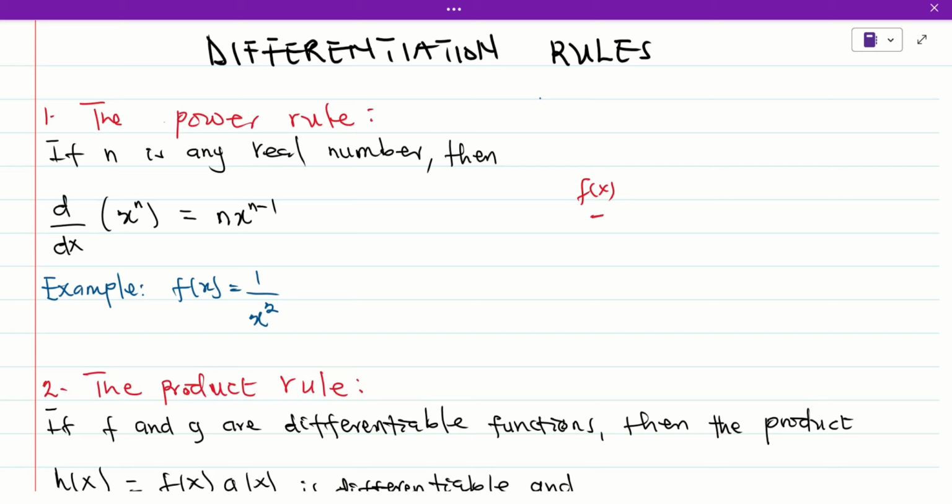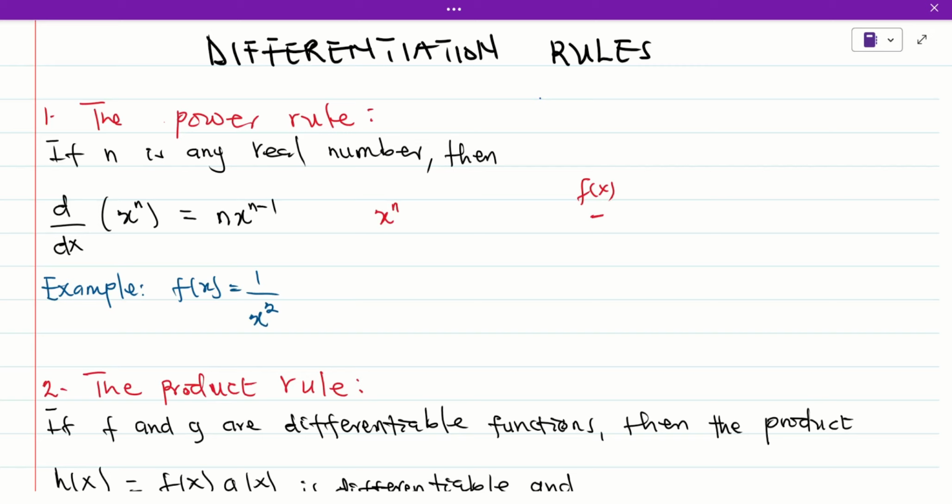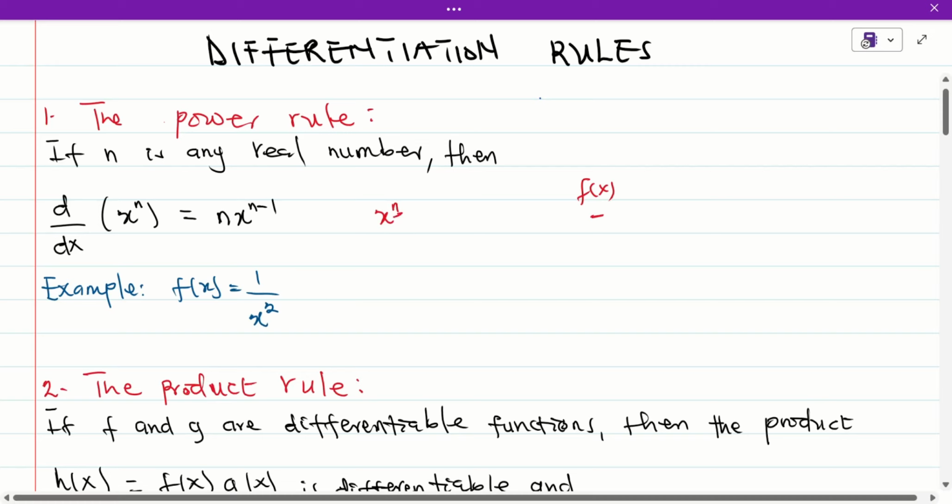So what this rule is saying is that when you're given a function x exponent n, where n is any real number, then in differentiating this function, this n, which is the exponent, the power here, will come in front. Then you subtract 1 from the exponent. So you're going to get x exponent n minus 1. You get it? So let's solve the example below.